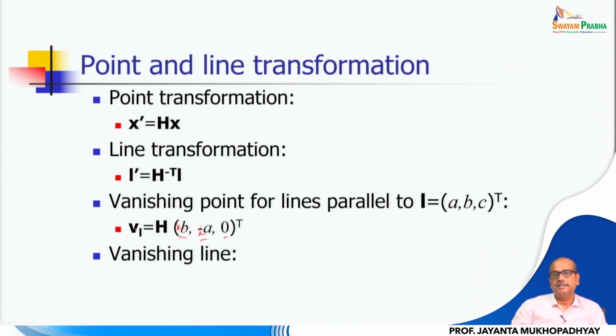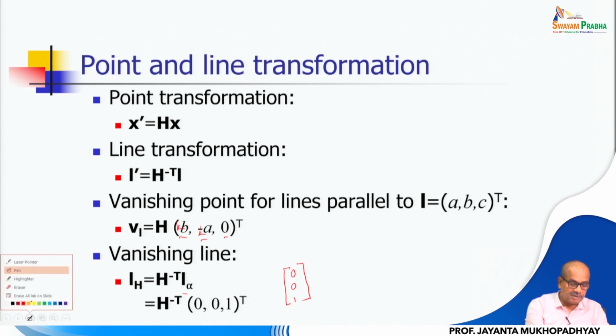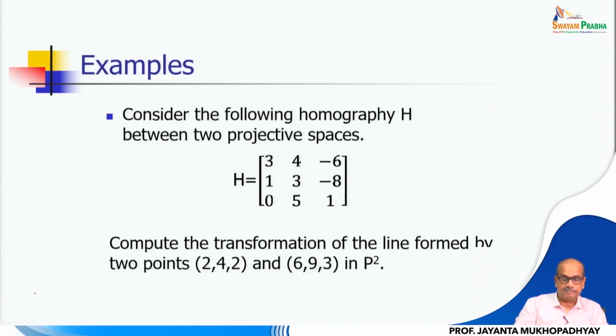And the vanishing line is the mapping of the line at infinity in the transformed space, which means I will get this line at infinity, which is given by (0, 0, 1). These are column vector representations. That's why I have used transpose to write it in a concise form as a row. So these are certain summaries regarding transformation of points and lines.